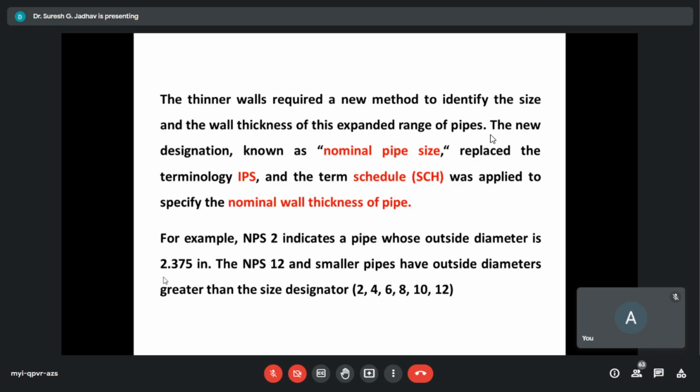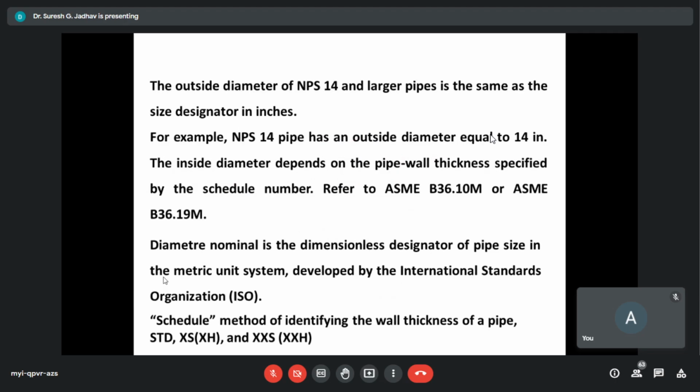However, the outside diameter of NPS 14 and larger pipe is the same as the size designator in inches. For an example, if you consider NPS 14, it has an outside diameter equal to 14 inch. The inside diameter depends on the pipe wall thickness, meaning the schedule, specified by the schedule numbers.